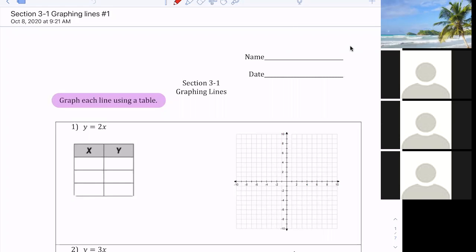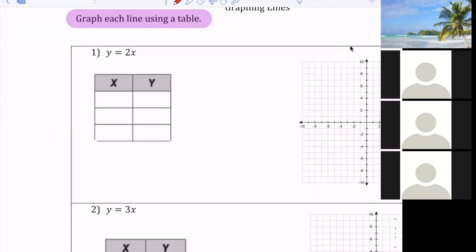First thing, graph each line using a table. When you graph a line using a table, this is the only day we're going to do it. Then after that, I'm going to show you a technique. You won't need a table anymore, but this is just for basics. So I always say when you're going to graph a line, you're always going to let X, which is called the independent variable. If you want to make yourself a note, independent. Y is dependent. X is independent, Y is dependent.